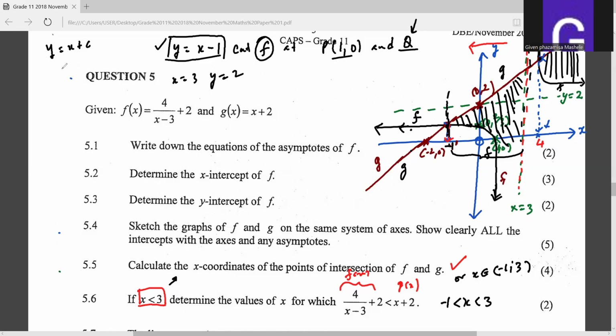So where there is y, we put 2. Where there's x, we put 3. Then let's solve for c. c will be 2 minus 3, which is -1. So you see that the equation is y equals x minus 1, which is this.